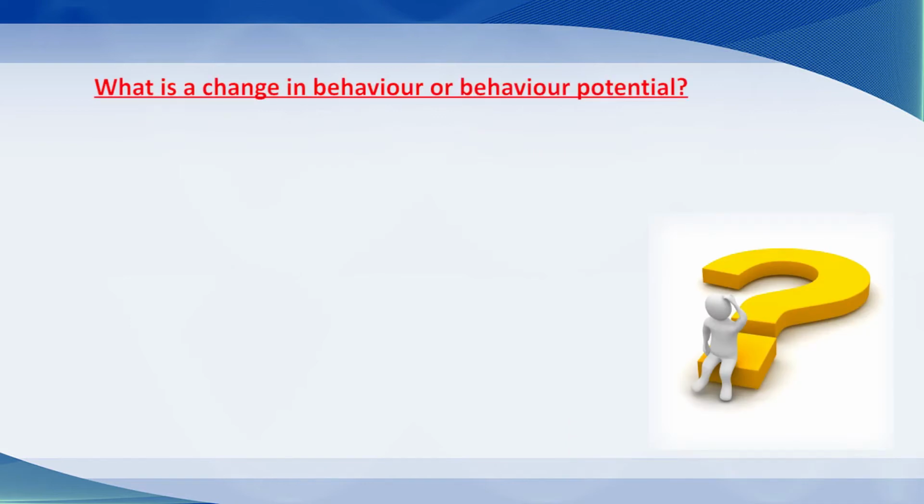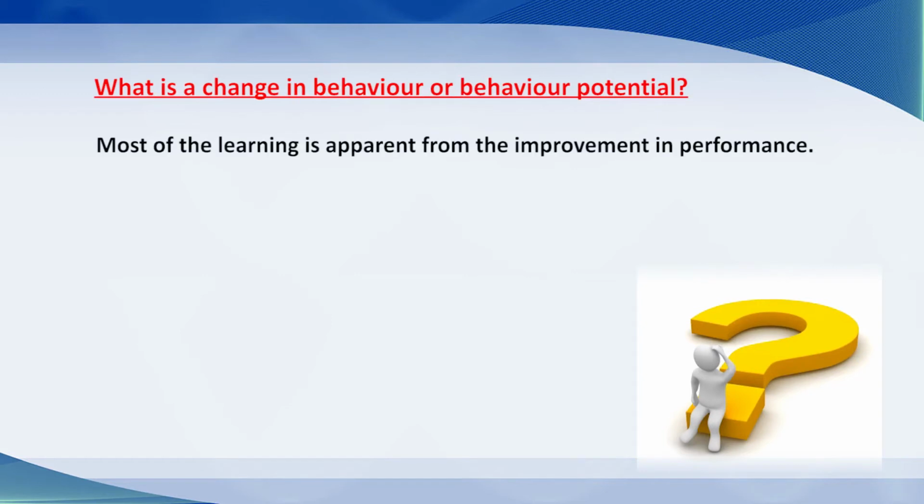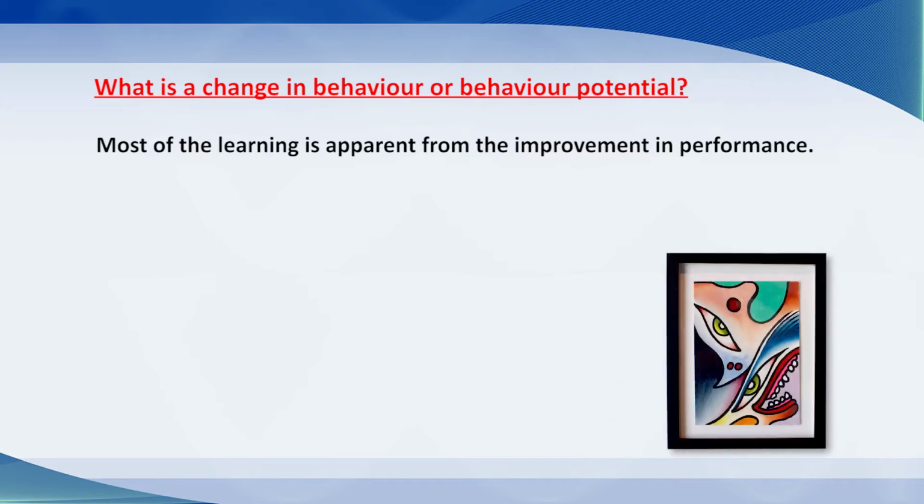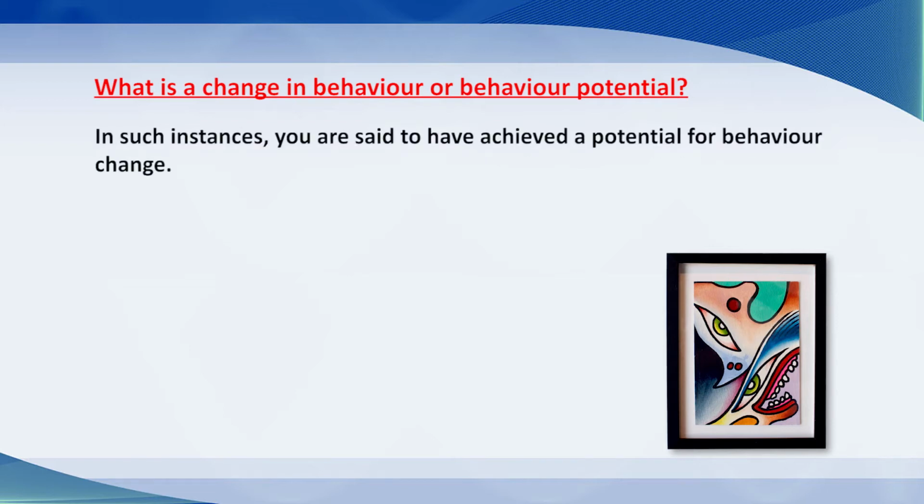And what is a change in behavior or behavior potential? Most of the learning is apparent from the improvement in performance. Example, driving a car. However, in many instances, performance may not show everything you have learned, as an improvement in performance cannot be measured. Example, appreciation of modern art. In such instances, you are said to have achieved a potential for behavior change.